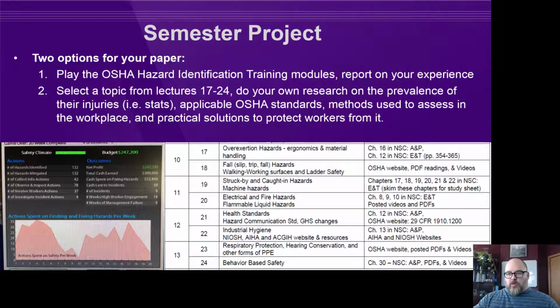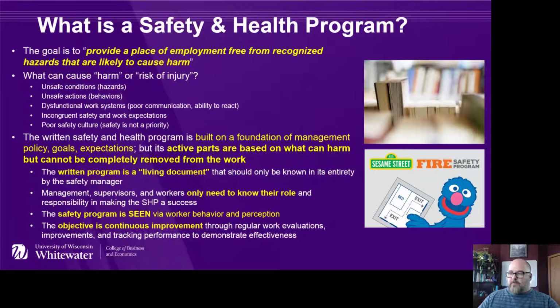You're going to cover methods to assess the workplace. We covered that last week. And then practical solutions. So that's something that will actually be in the lectures coming up. And then I want you to explain your experience as well. Both of them have an experiential part of the report, and you'll see that all in the assignment. So it's a way for me to assess that you understand the application of the concepts from the class. It's meant to be fun.